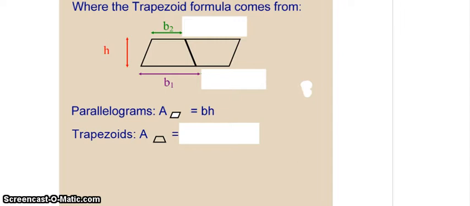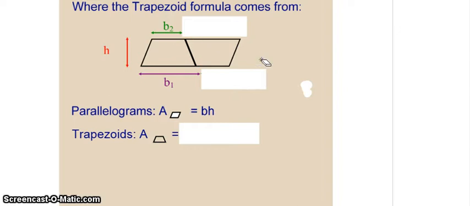So a parallelogram also includes a rhombus, a square, and a rectangle. So we now know our formula for all of those. The other type of quadrilateral we've studied is a trapezoid. The trapezoid formula comes from parallelograms. So let's look at this example. Here we have a parallelogram, this big figure, that is split into two congruent trapezoids.